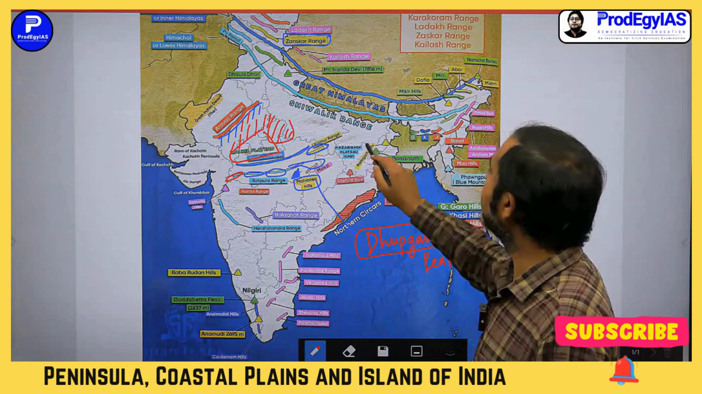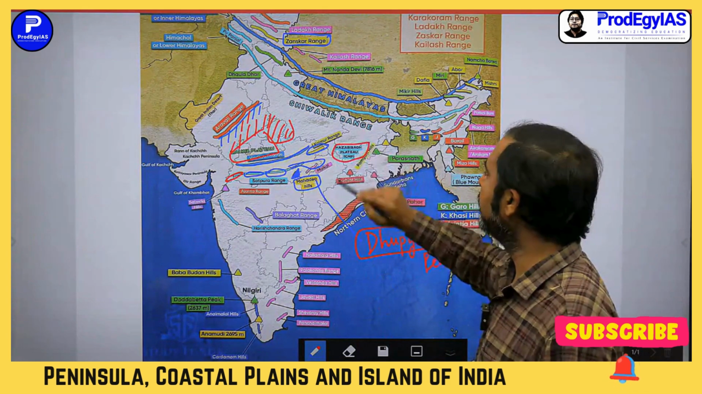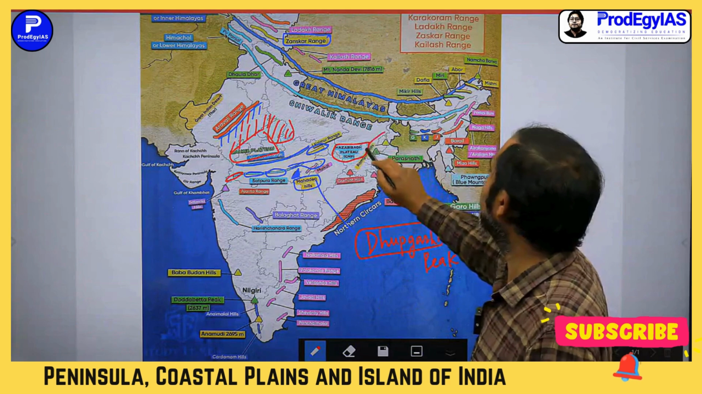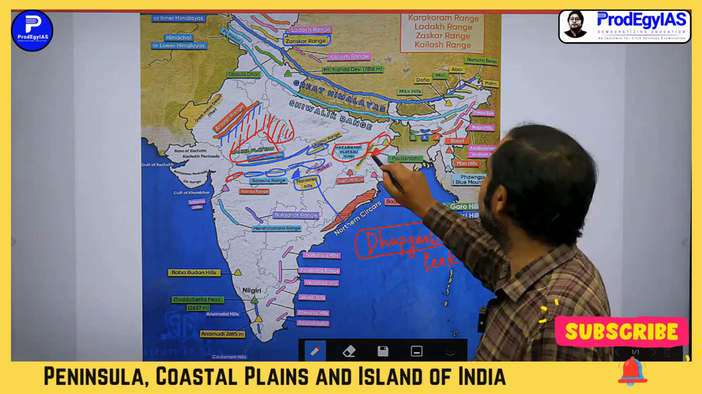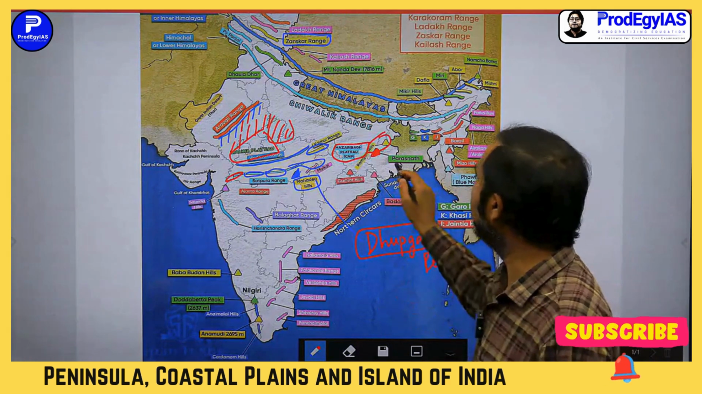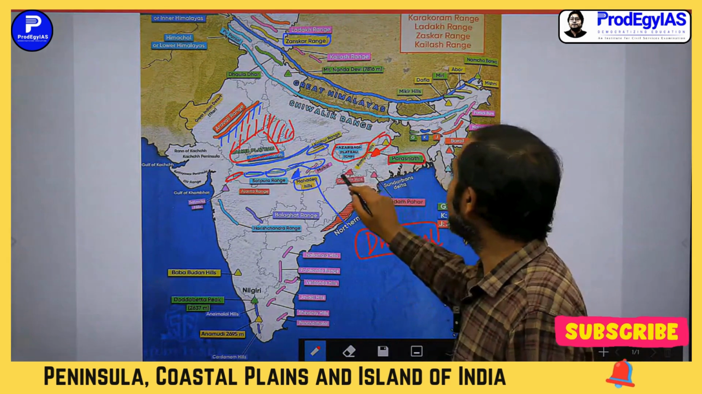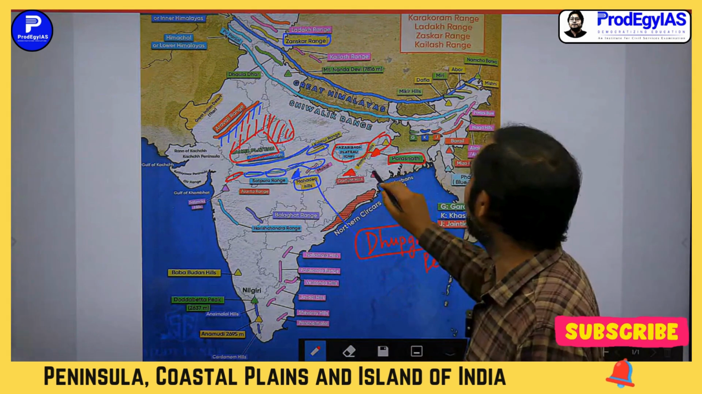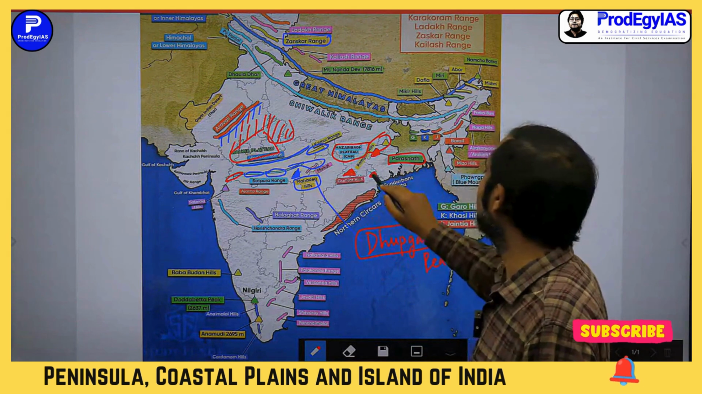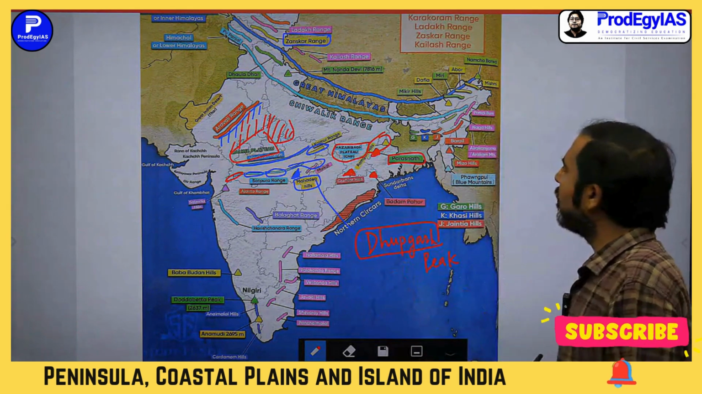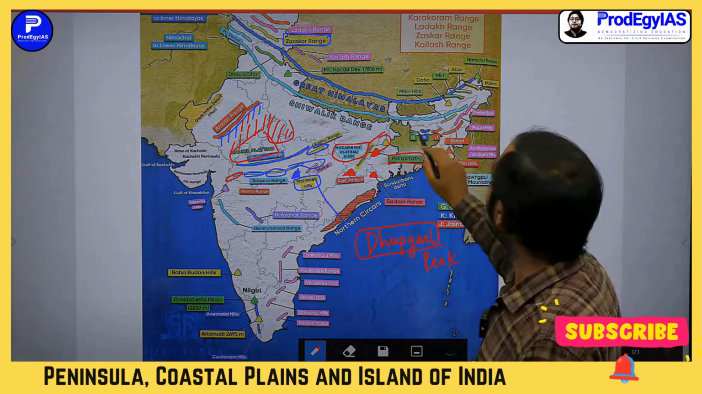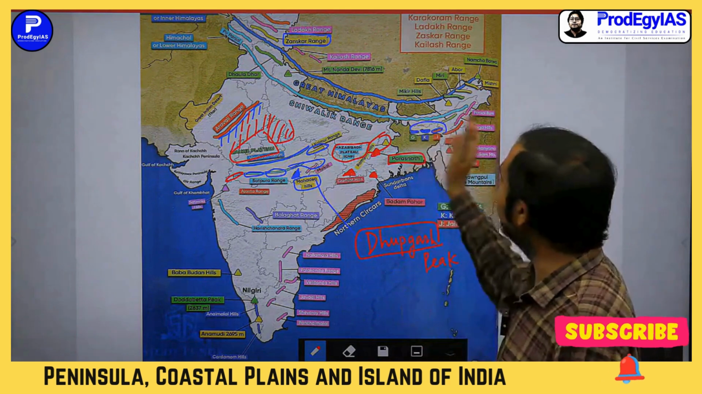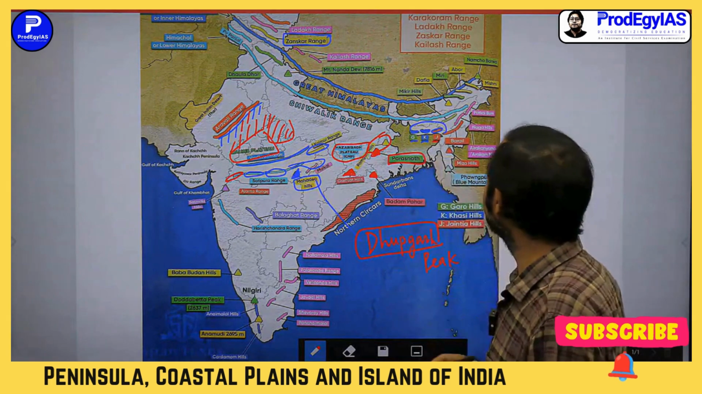Then here is the Chota Nagpur, and a part of it is known as Hazaribagh Plateau. Here is Rajmahal Hills. Parasnath is the highest peak of this region. Then this is the Garjat Hills in Odisha, Badam Pahad. This region is important for iron ore, right? Then in the Meghalaya Plateau, from west to east, Garo, Khasi and Jaintia Hills.